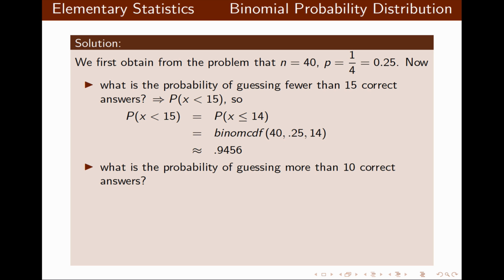Now, the probability of guessing more than 10 correct answers, that means x, the number of correct answers, would be greater than 10. Greater than 10 means 11 or more, so x has to be greater than or equal to 11. Here we have to use the complement rule, so that is equal to 1 minus probability that x is at most 10.